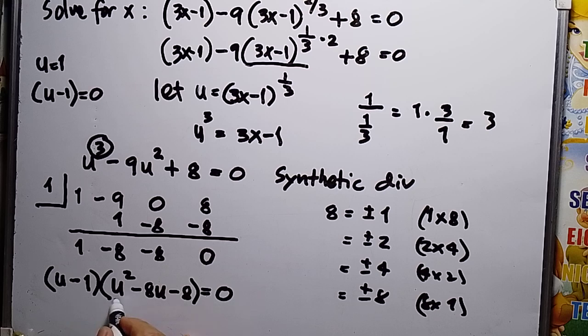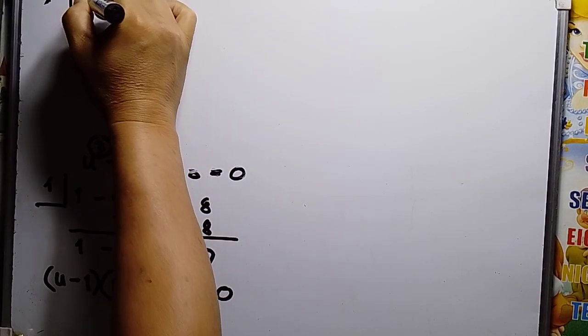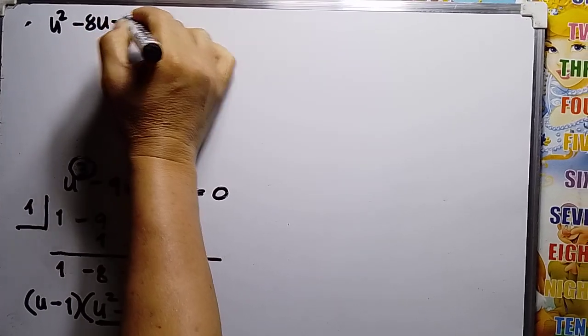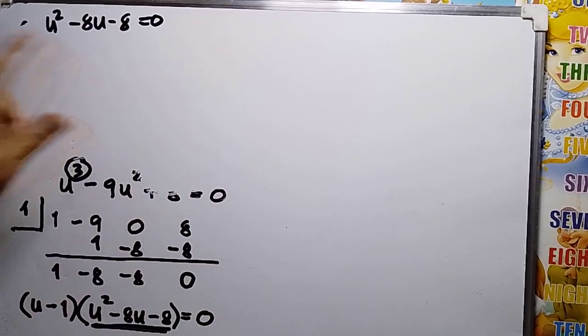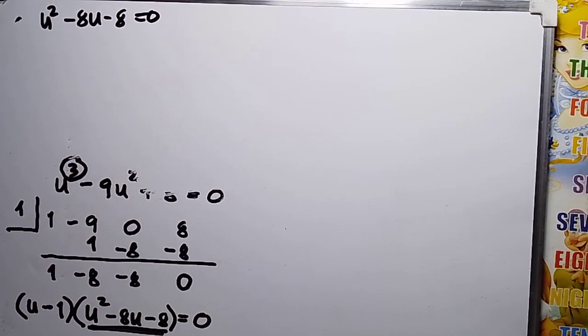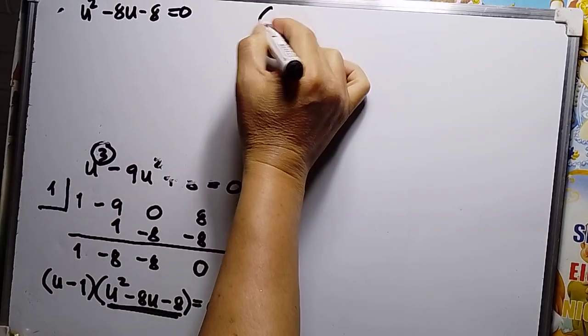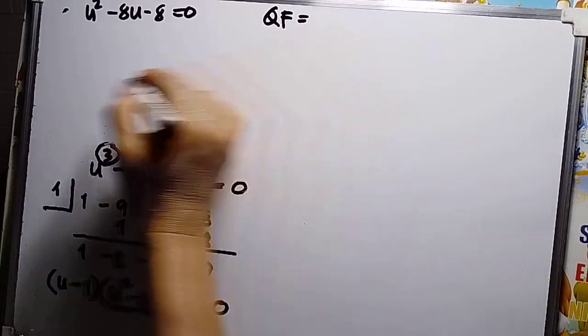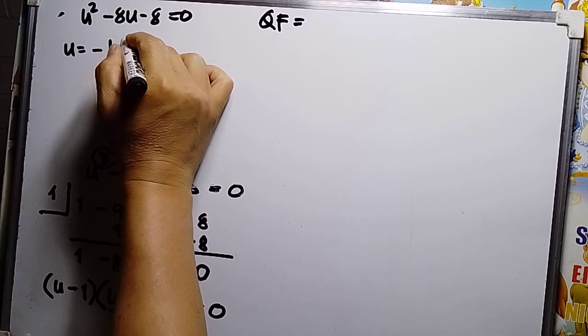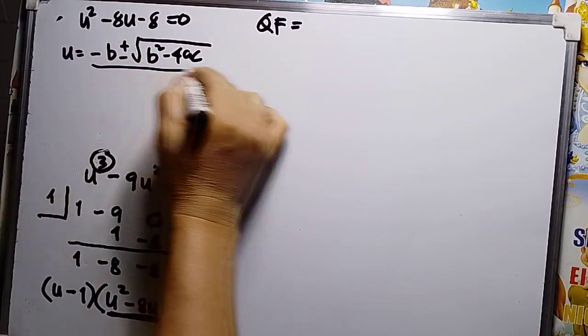So I need to factor this second factor. So I need to erase. Okay, so to factor u squared minus 8u minus 8 is equal to 0, since we know that this is quadratic, this is a kind of factoring that needs to be solved by using the last option of our factoring, which will be the quadratic formula. As we know, the quadratic formula is u is equal to negative b plus and minus the square root of b squared minus 4ac, all over 2a.